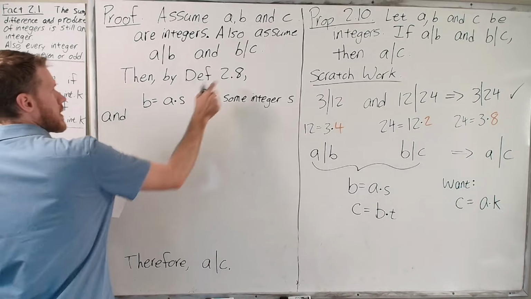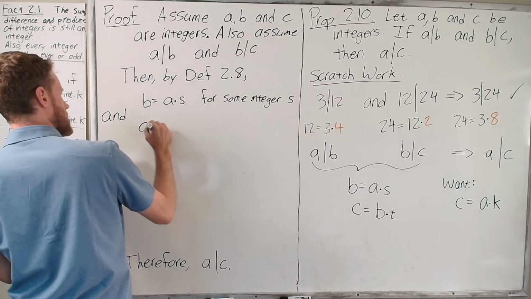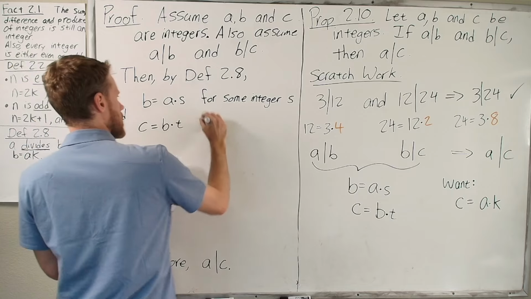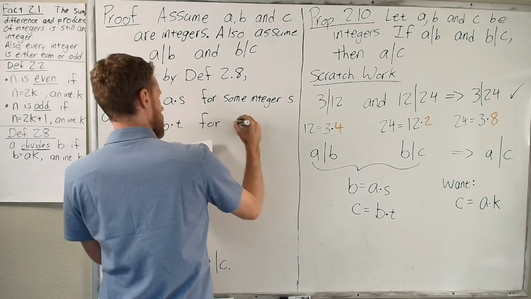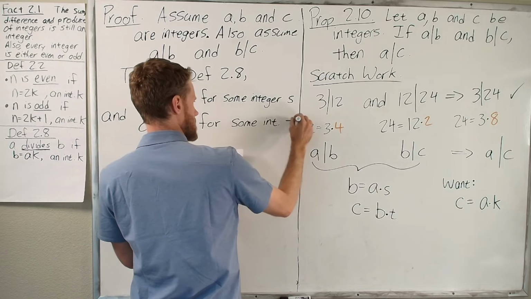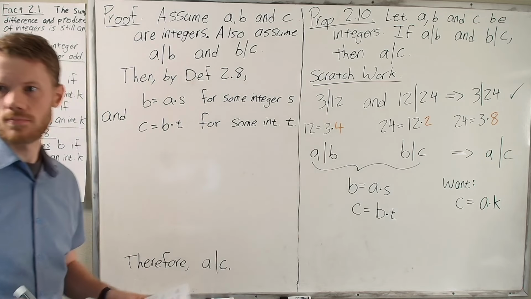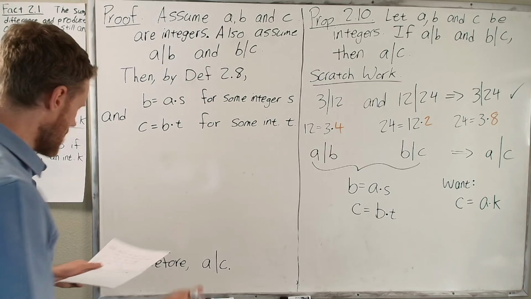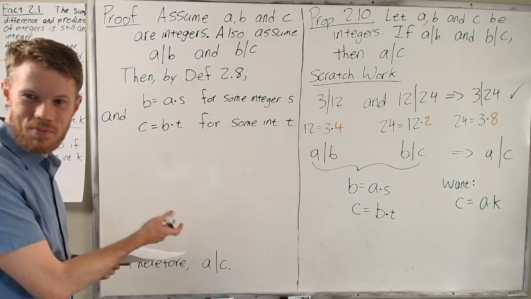And what does b divides c mean? It means c equals b times t for some integer, I'm writing bigger, t, integer t. Okay. So good. Now, let's also work from the bottom up.